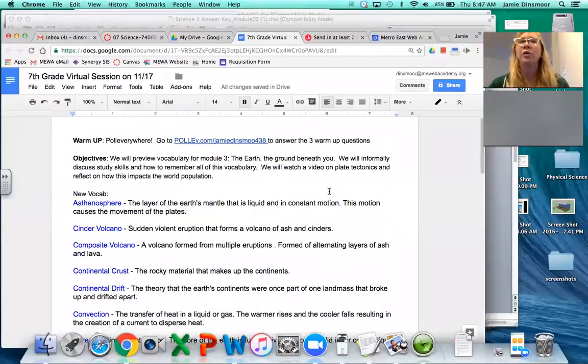So what we're going to do today is we're going to be previewing vocabulary for Module 3, right? I know a lot of us are still in Module 2, but Module 3 is coming, right? And it's probably the most important module that we do this year, aside from genetics, which is pretty important as well. But the first two are really introduction modules, right? What is science? Heat transfer should have been kind of a review from 6th grade.